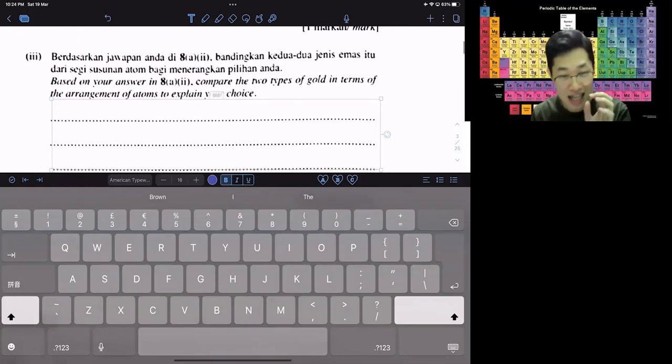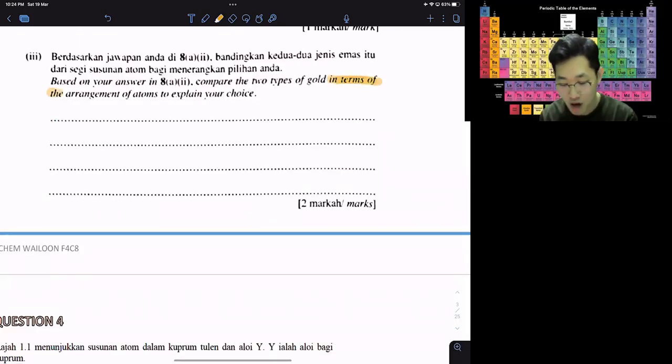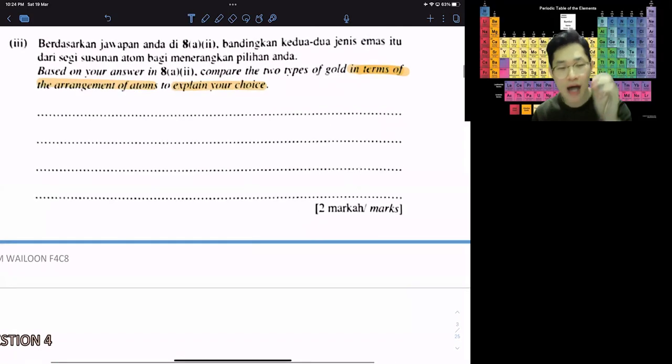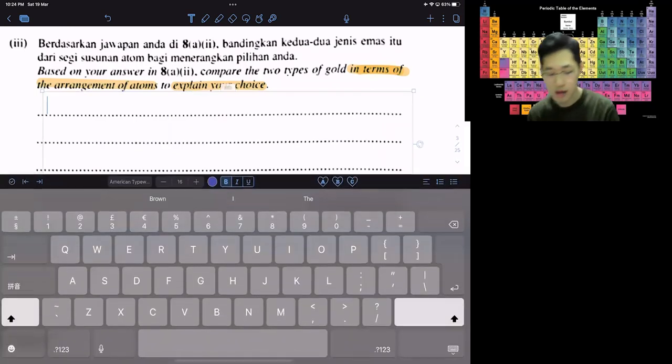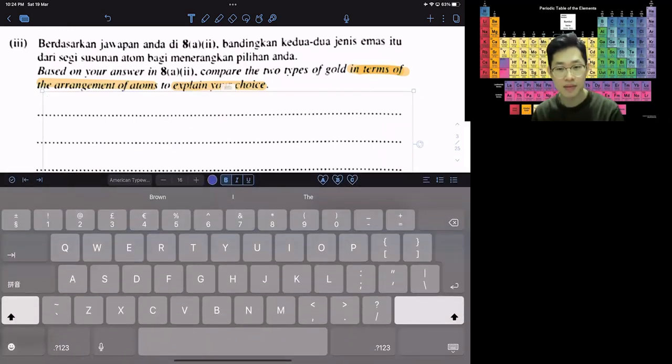Based on your answer in A2, compare the two types of gold in terms of arrangement of atoms to explain your choice. So why do I choose A? My answer will be, because they are alloy? No, cannot be like that. What kind of explanation is this? Arrangement. They told you already, in terms of arrangement. Yes, you have to say what gold bar A has.